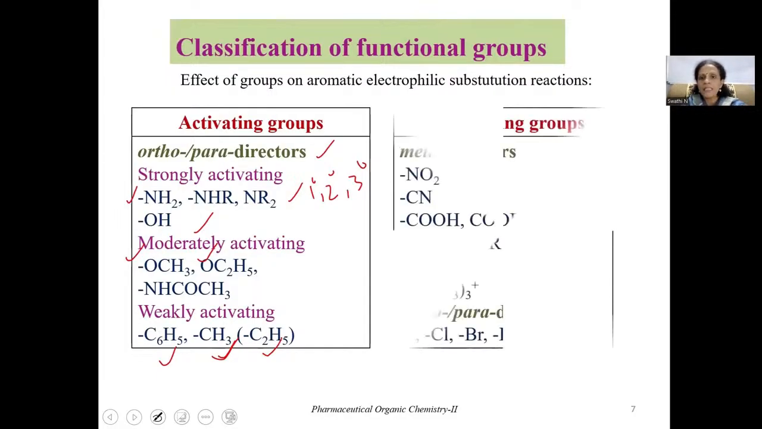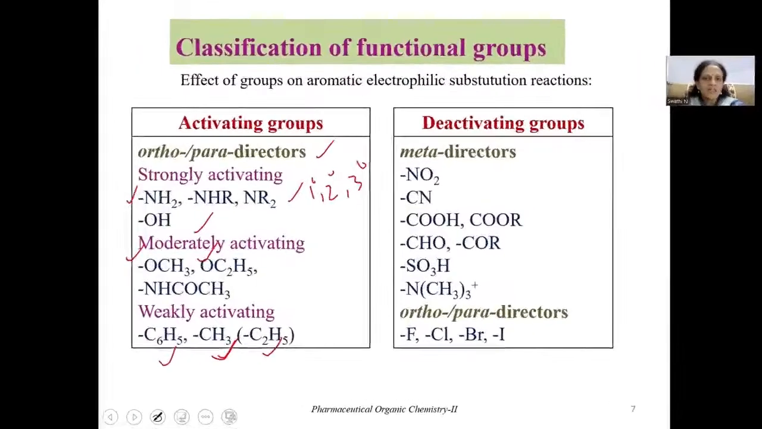Now the other class is deactivating groups. The majority of the deactivating groups are meta-directors, but there are also a few ortho-para-directors present. So the nitro group, cyano group, carboxylic group, ester, aldehyde, ketone, sulfonic acid moiety, and quaternary nitrogen, all these are examples for meta-directors. While halogens such as fluorine, chlorine, bromine, and iodine are considered as ortho-para directors. So this is the classification of functional groups based on orientation and reactivity in monosubstituted benzene.